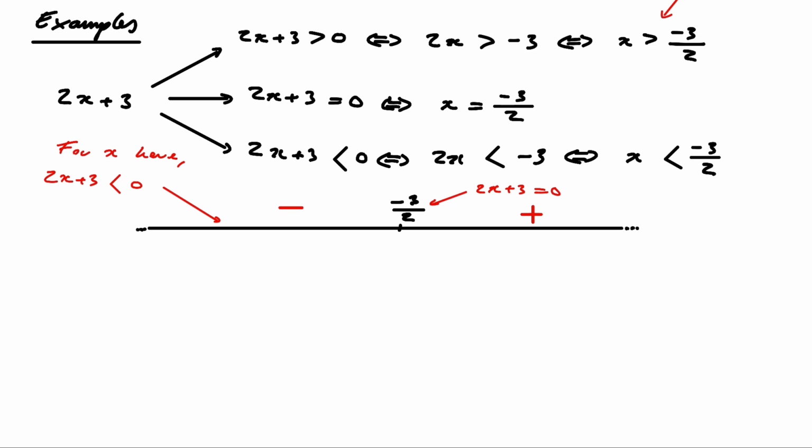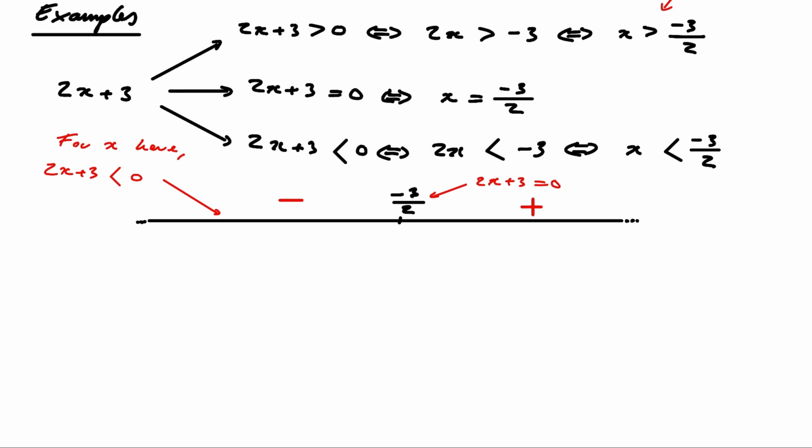Okay, let's do another example. That was very simple because it's an extremely simple expression in x. It gets more complicated if I have a more complicated expression. So let's do one that's very similar looking but a little bit different: 1 minus 2x. Let's go through exactly the same logic. So 1 minus 2x greater than 0. When does that happen?